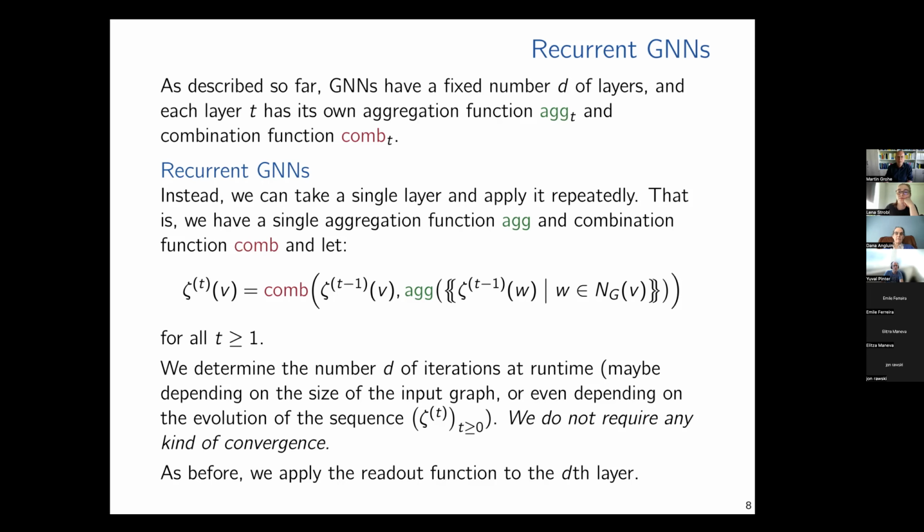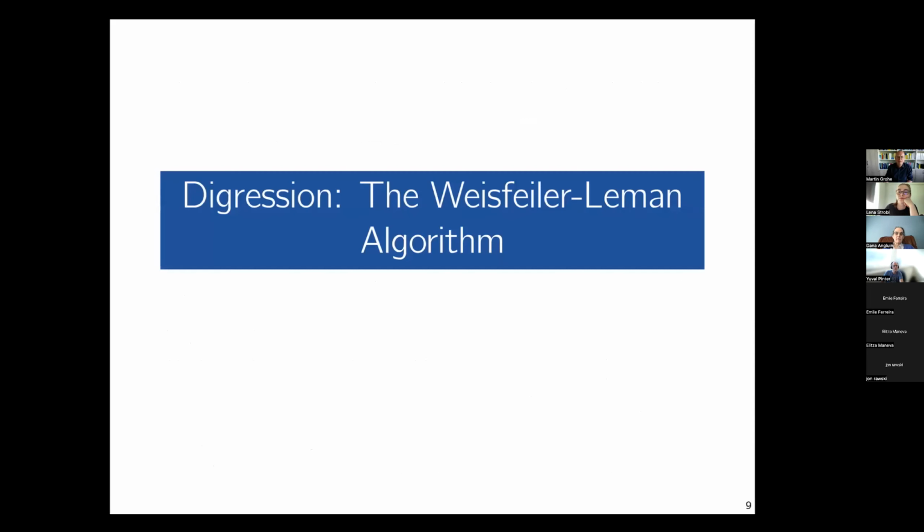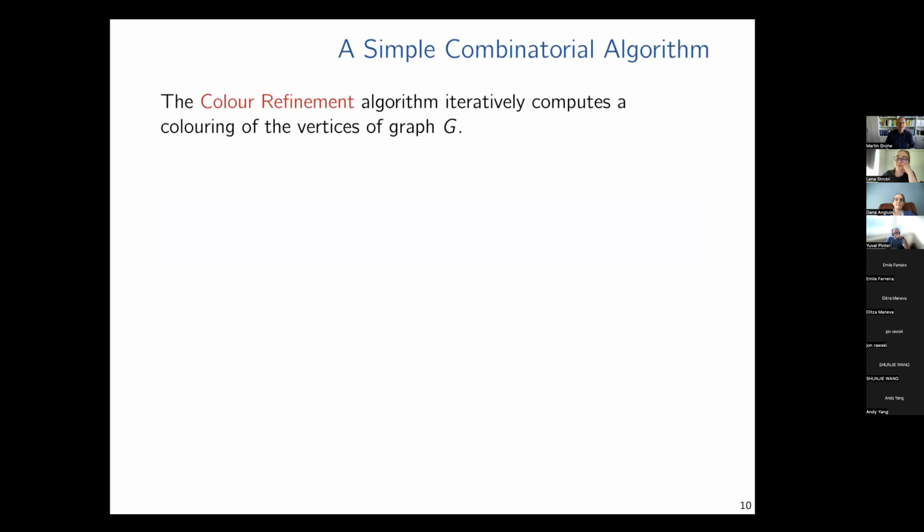Okay. So before I continue, I want to digress a little bit. I want to talk about one very basic result that is underlying much of the theory, and that is a close connection between graph neural networks and an algorithm known as the Weisfeiler-Lehmann or color refinement algorithm. So let me digress and talk a little bit about the algorithm.